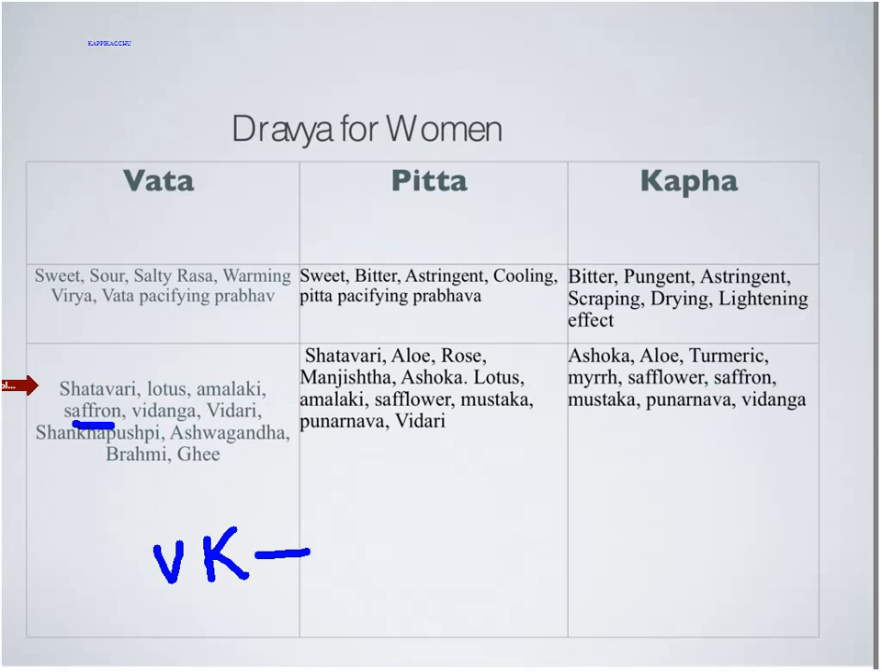Shatavari is PV minus, but K plus. And saffron is VK minus, but P plus. But it does not mean you don't give it to pitta. When you do, remember Ayurveda is all about formulation. You add something that negates the heating effect of saffron. So lotus is again PV minus K plus. Amalaki is again PV minus, but can be given to kapha in small amounts.